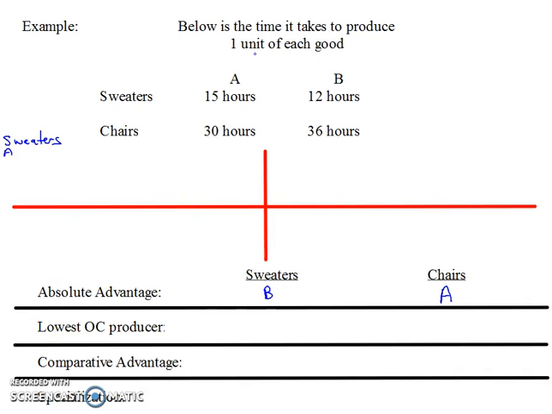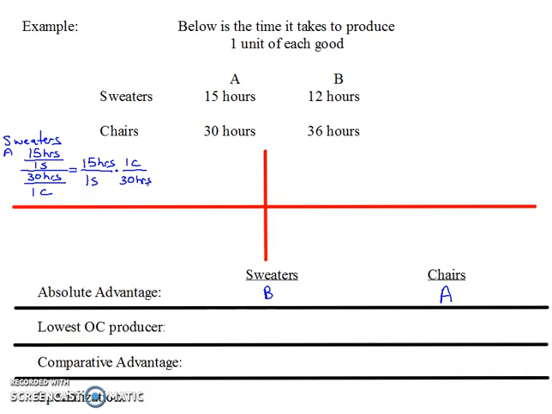So here's what I mean by that. Here's the way you would record it. It takes 15 hours for A to produce 1 sweater, and it takes them 30 hours to produce 1 chair. Again, the good that we are analyzing, sweaters, starts here in the numerator, but it's going to work its way down to the denominator as soon as I multiply by the reciprocal. So I multiply by the reciprocal and I get 15 hours over 1 sweater times 1 chair over 30 hours.